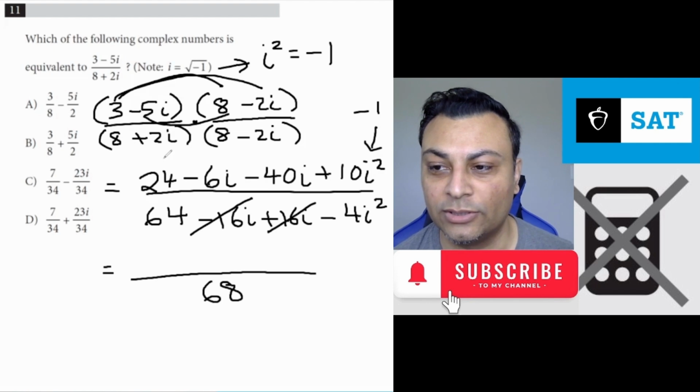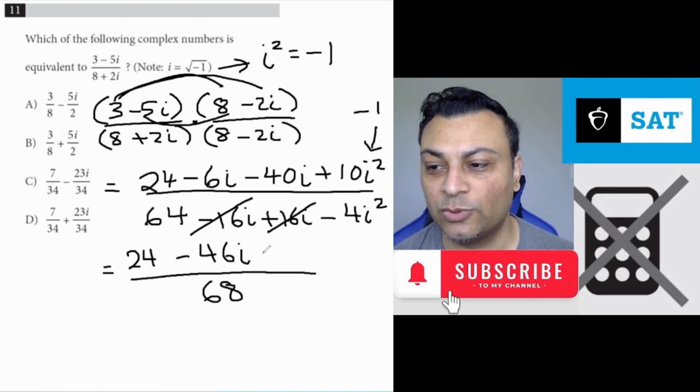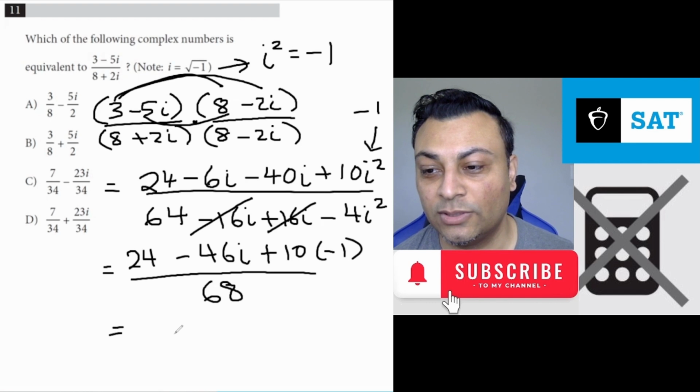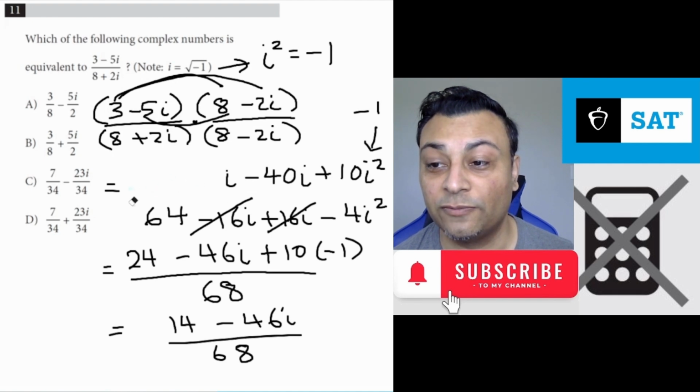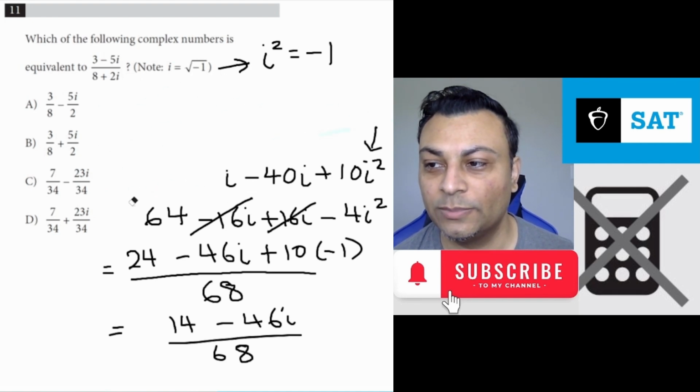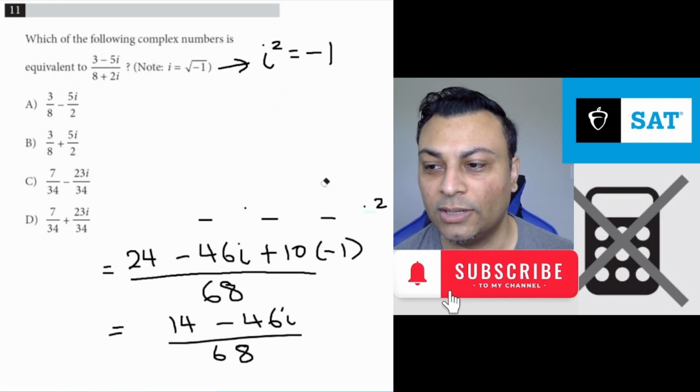All right, now the numerator. 24 minus 6i minus 40i is minus 46i. And here we have plus 10i squared, which is plus 10 times negative 1. So you have 24 subtract 10, because this is minus 10, which leaves you with 14 minus 46i over 68. Now, we're almost done. And what I want to do is to simplify that a little bit. So let me clean up some room here. That should be good. And let's continue.